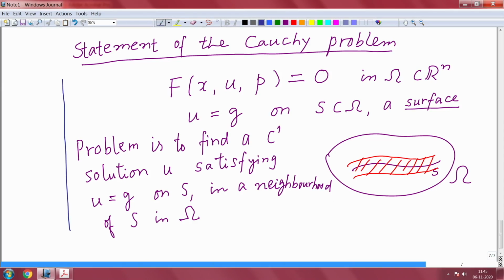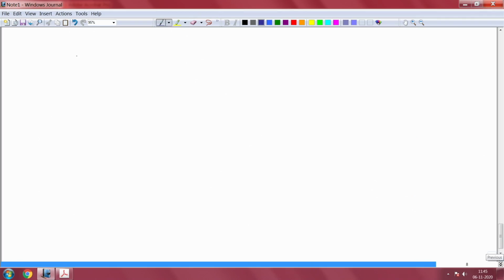Once you understand this problem, let us see how to go about it. So, let us start with the linear case.